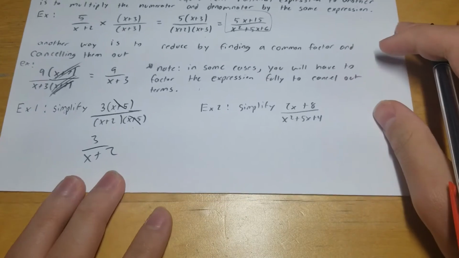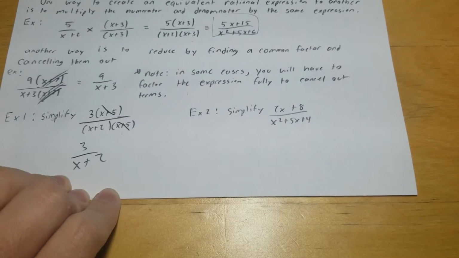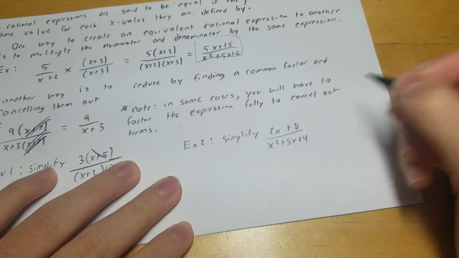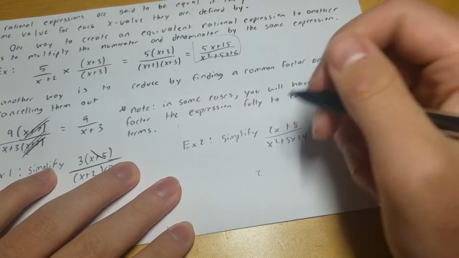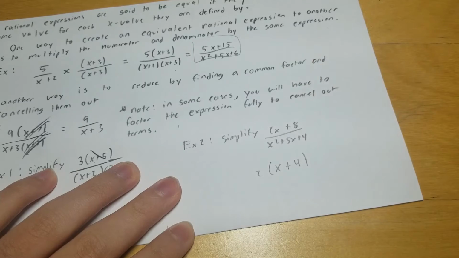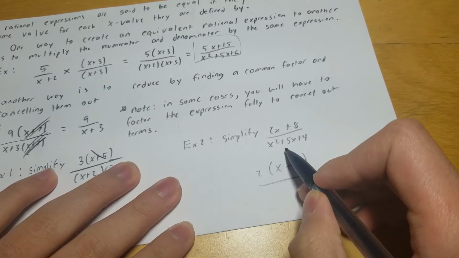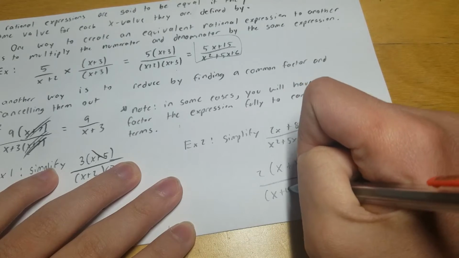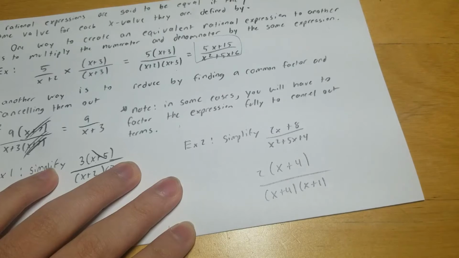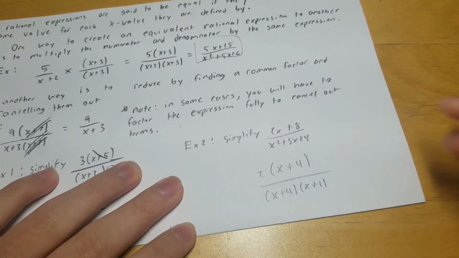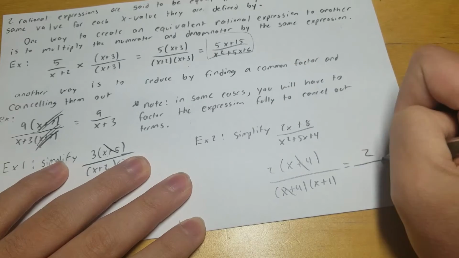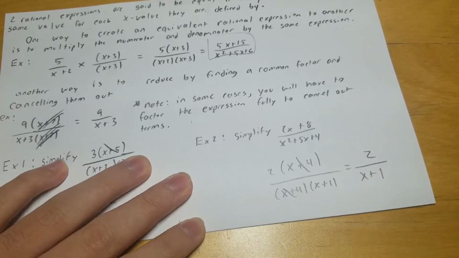Okay, the second one is a little bit more complicated. It's one where you have to find your own factored version. So 2x plus 8, what would that factor to? If you take out the 2, it would be 2 times x plus 4. On the bottom, this is one of those simple problems: x plus 4 times x plus 1. The common factor is x plus 4, so these cancel out, and this equals 2 over x plus 1. That would be your final answer.